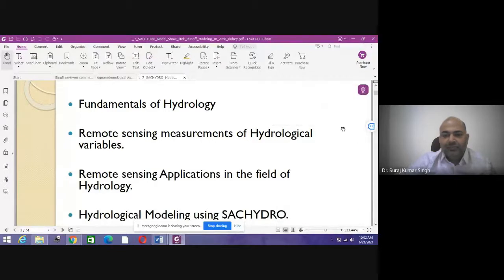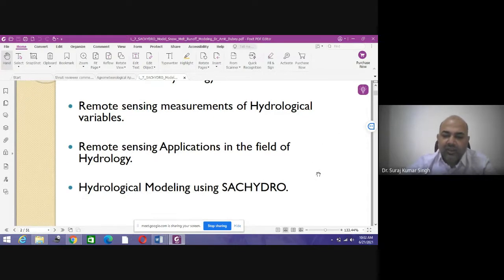Yes, sir. So we'll start with a new topic today, that is some of the fundamentals of hydrology. Thereafter, remote sensing measurements of hydrological variables. Then we'll be seeing the remote sensing applications in the field of hydrology and hydrological models. One model we'll be taking up for hydrological modeling is known as SAC Hydro, a model developed by Space Applications Centre Ahmedabad.